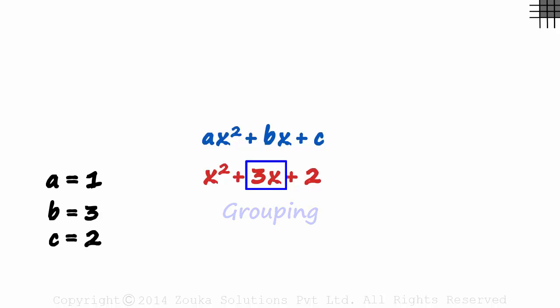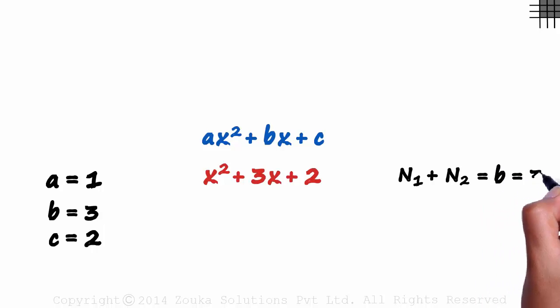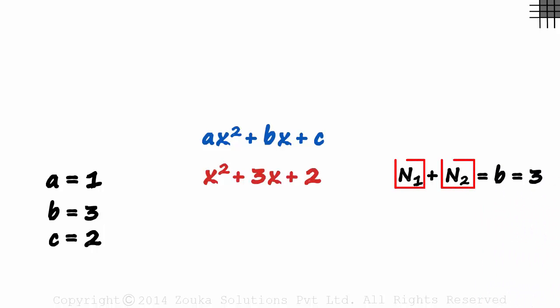But we cannot just split it in any way we wish. There's an interesting technique which helps us split the coefficient of the middle term. We assume that the coefficient 3 has to be split into two numbers, n1 and n2. The first condition says that n1 plus n2 should be equal to b. In this case, 3. The two numbers should add up to 3.